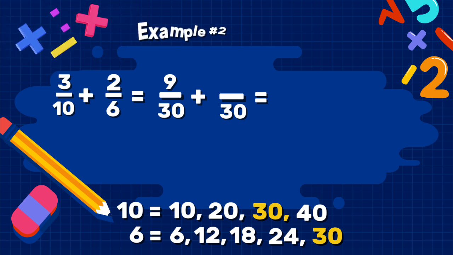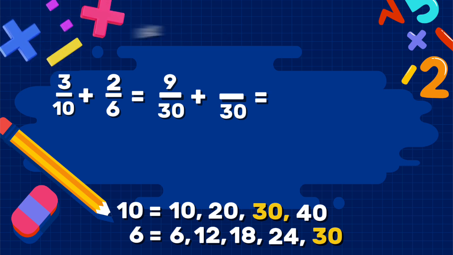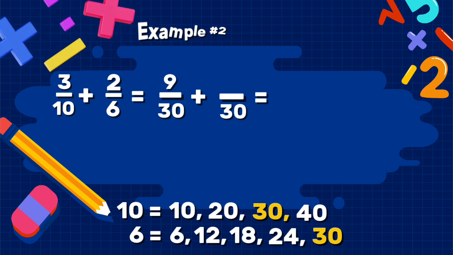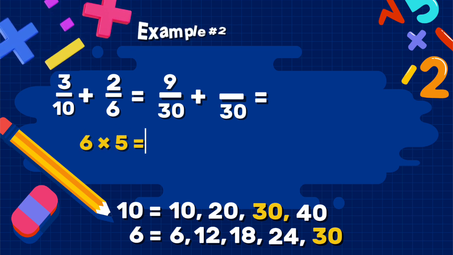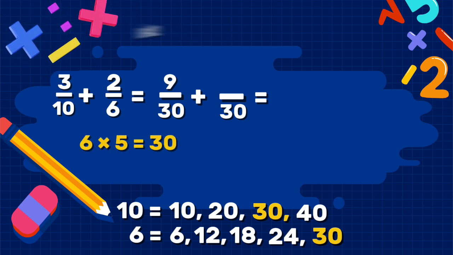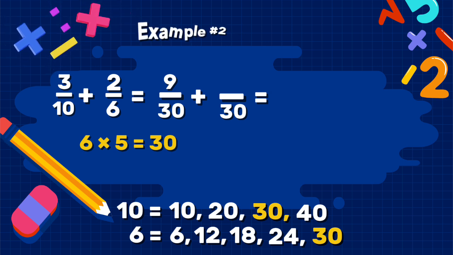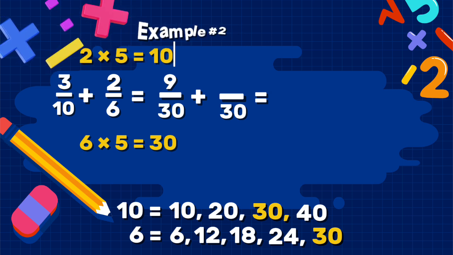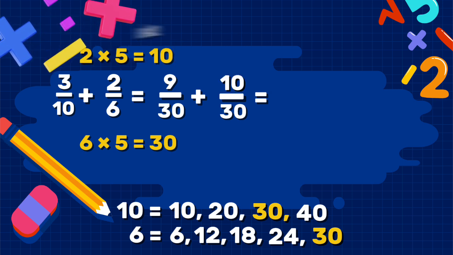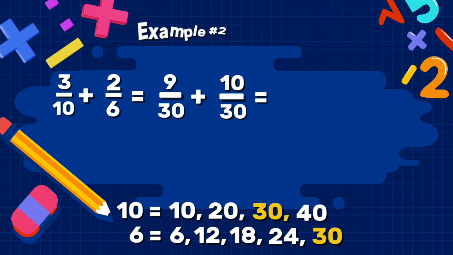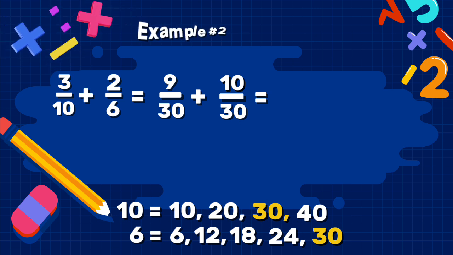Now, we do 2/6. So we think, how do we get 6 to equal 30? 6 times what is 30? Well, 6 times 5 is 30. Whatever we do to the denominator, we do to the numerator. So, 2 times 5 gives us 10. 10/30 is equivalent to 2/6. Now that we found the common denominator and renamed, we can add.